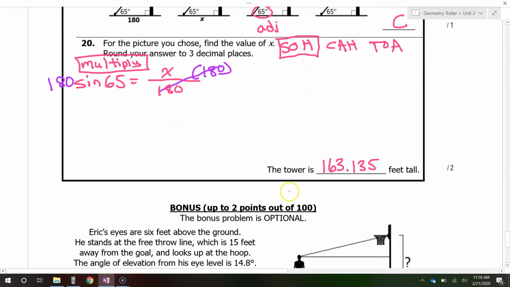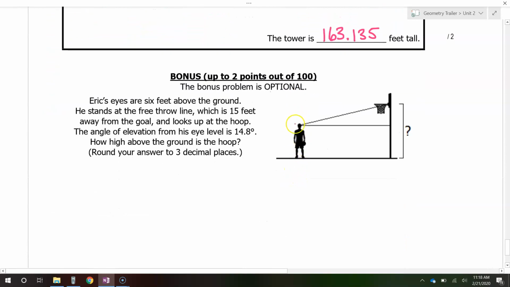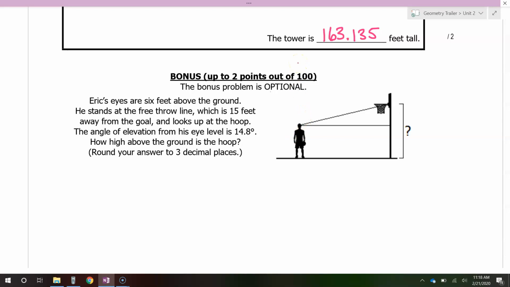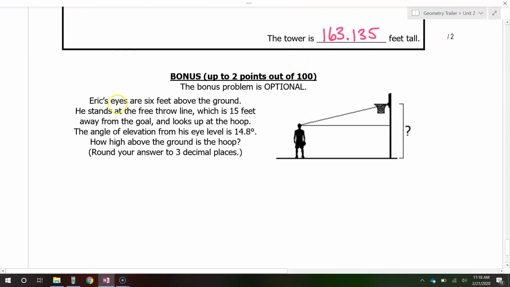All right, great. So that just leaves this bonus problem. Eric's eyes are 6 feet above the ground. Okay, so that means we have 6 feet like right here. He stands at a free throw line, which is 15 feet away from the goal. So that means we have 15 feet right here. Like from here to here is 15 feet.